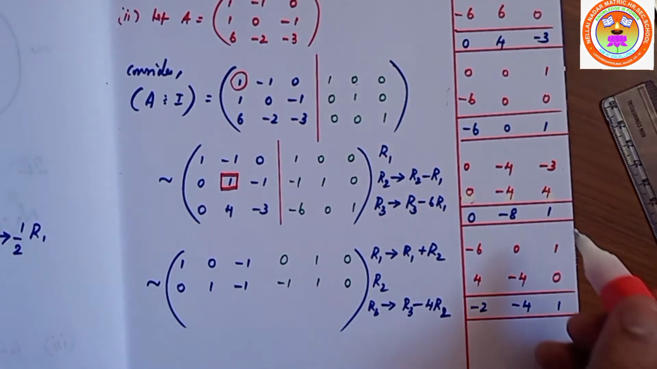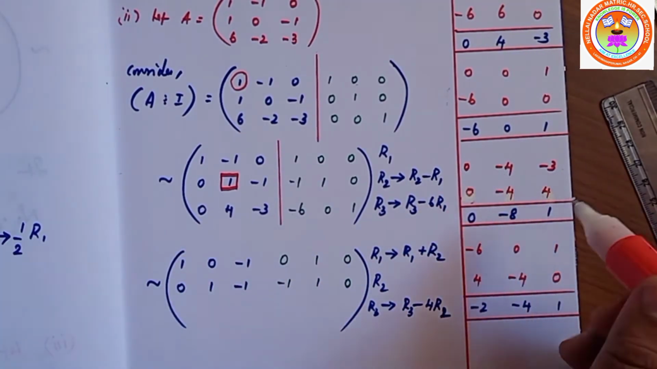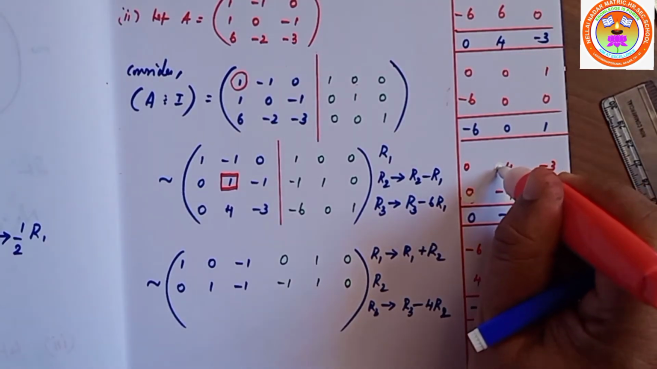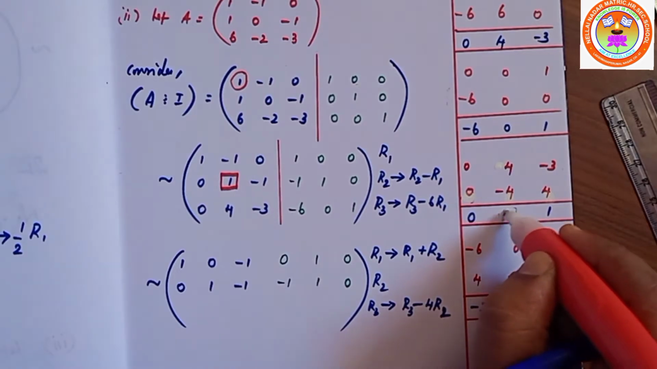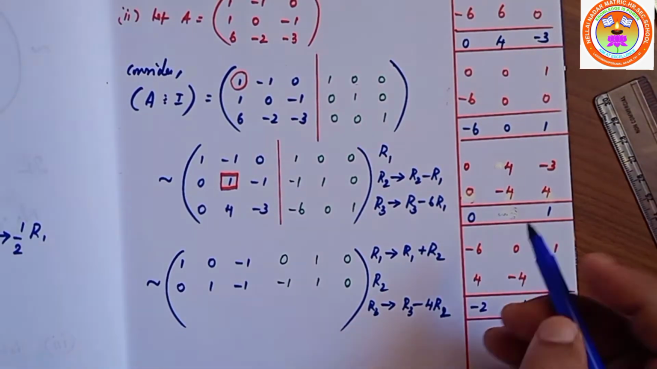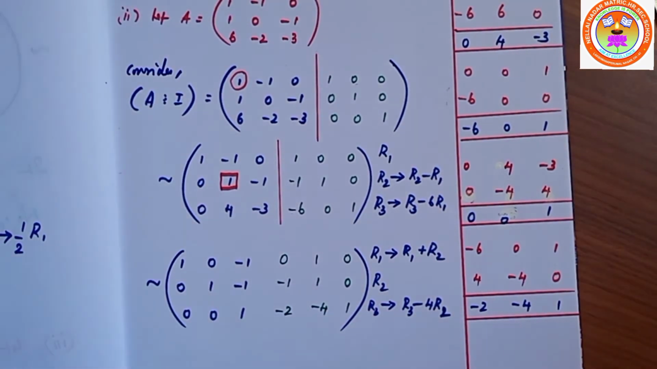By mistake I have written minus 4. Look at that, 0 4 minus 3, 0 minus 4 minus 3 I have written. This is not minus 4, this is plus 4. So if we add 4 minus 4, we will be getting 0. Write 0 here. So what's the answer? 0 0 1. Write over here 0 0 1 and minus 2 minus 4 1. So in between draw a line.